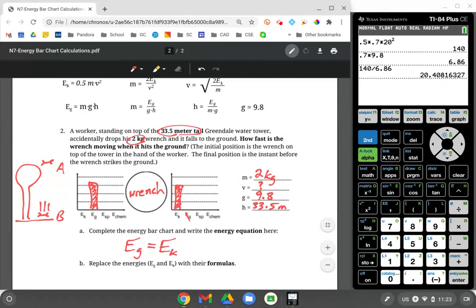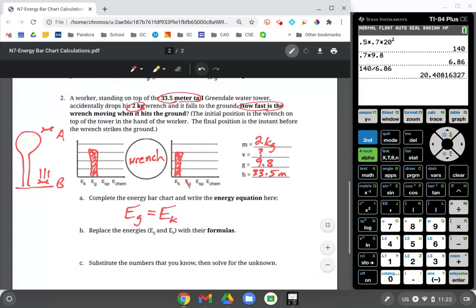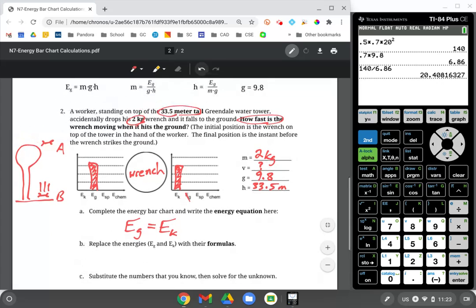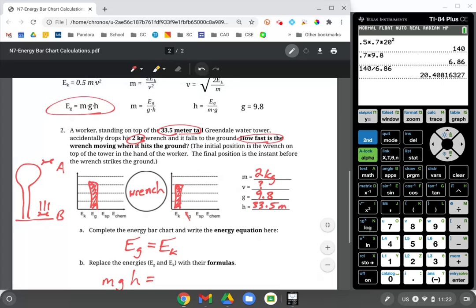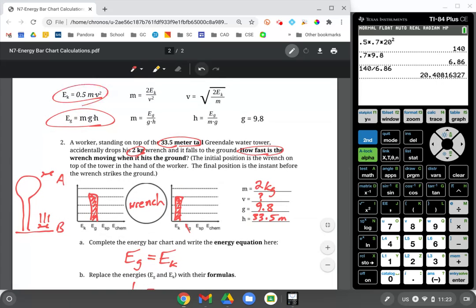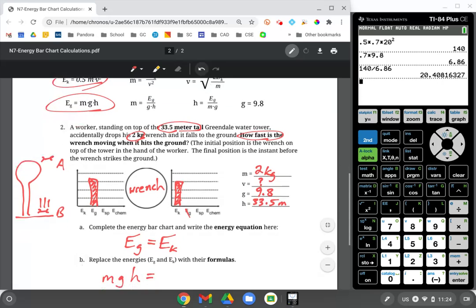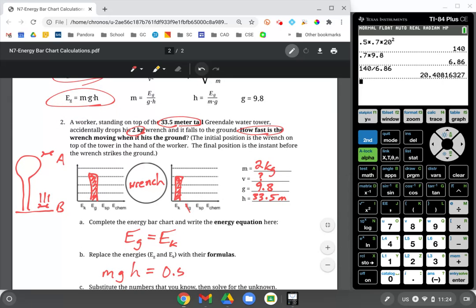And so now we know 3 of the values, and then we are trying to find the fourth one that is unknown, which in this case is the velocity. And that's what the question is asking for, which is how fast is it going? What's the velocity? So we can then write these two equations in for EG and EK. EG is the bottom left equation, which is mass times G times H. And then EK is the one at the top left, which is 1/2 times mass times velocity squared.